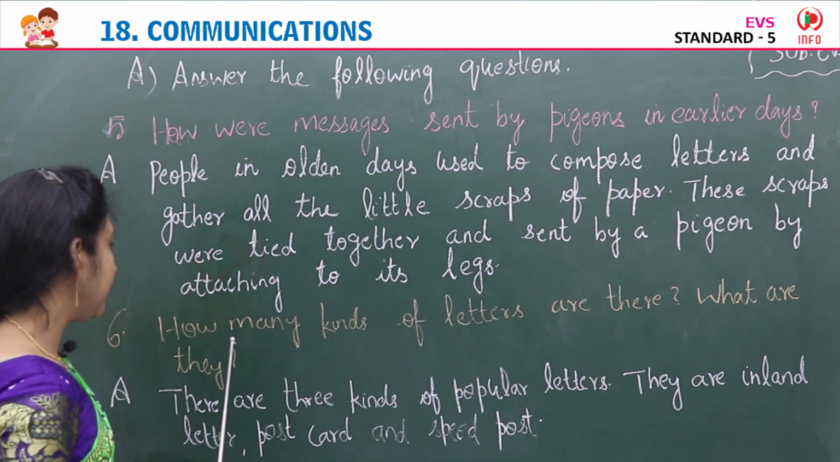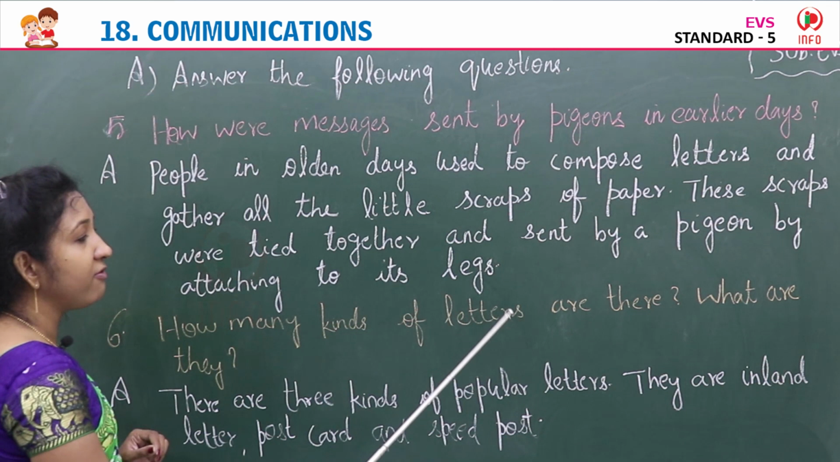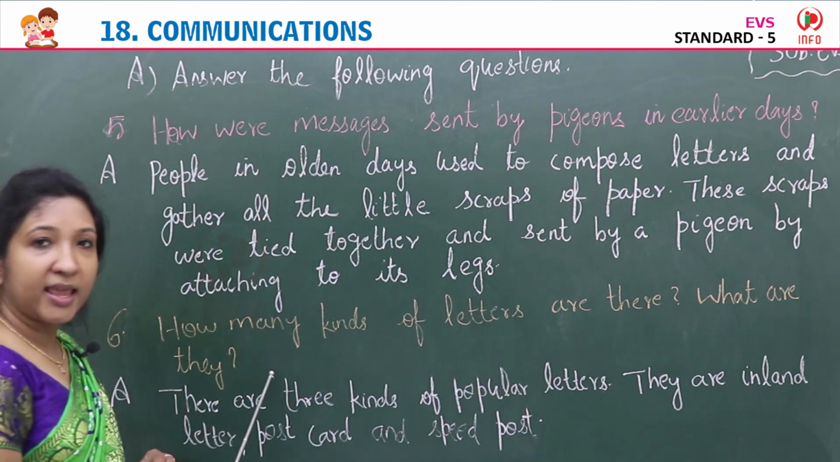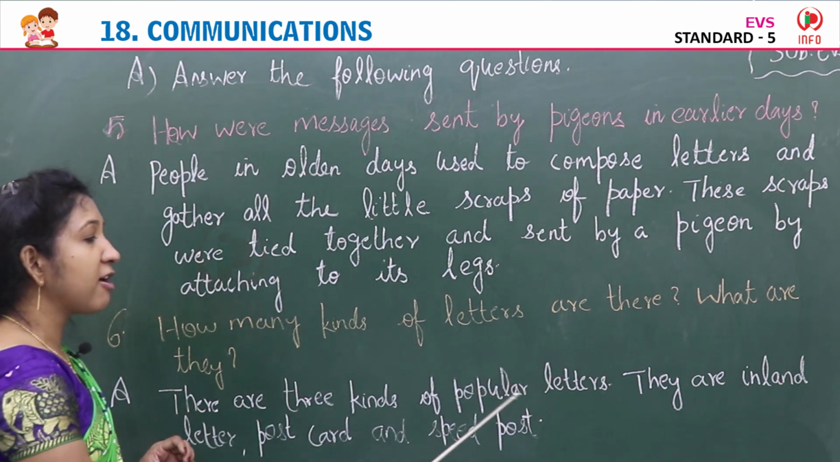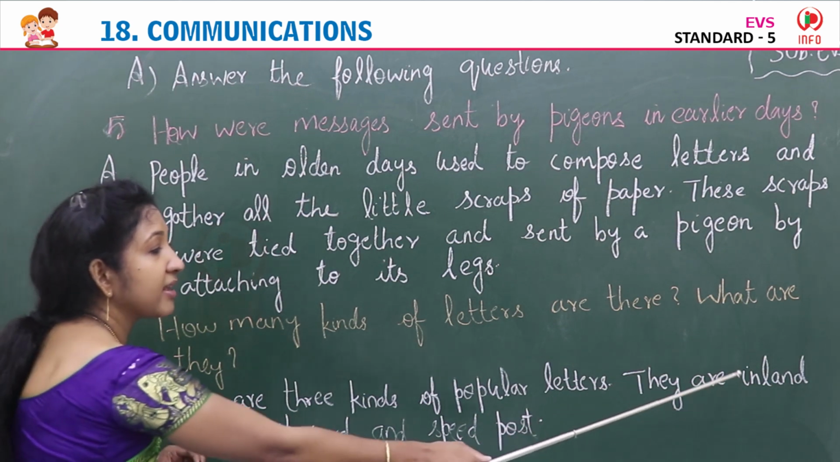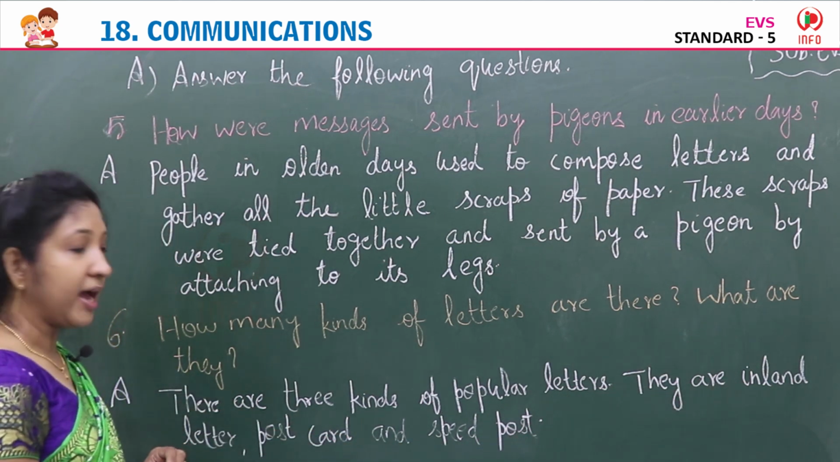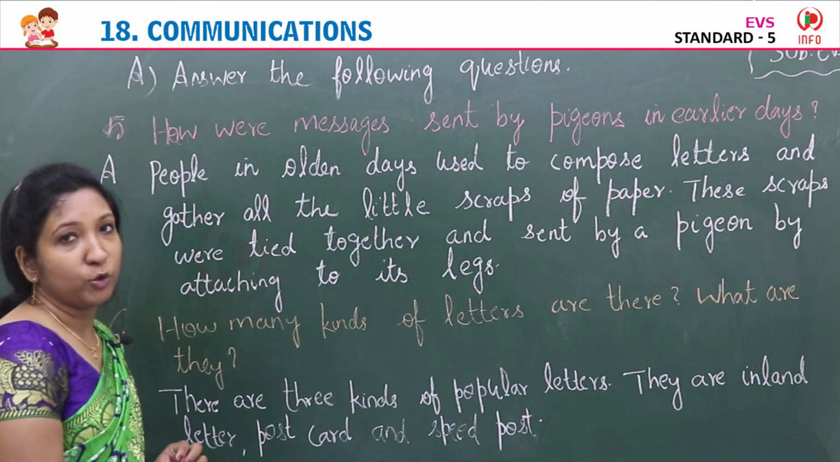The last question, 6th question, how many kinds of letters are there? What are they? There are 3 kinds of popular letters. They are inland letter, postcard, and speed post.